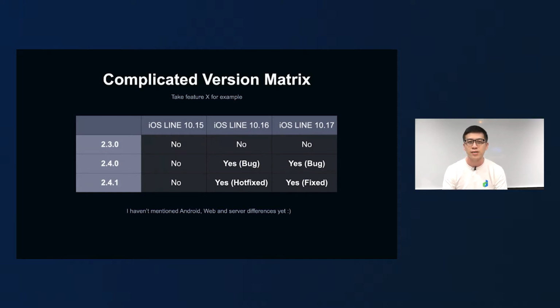Even though right now this is a small, tiny table, our LIFF SDK supports so many different features at the same time. So you can imagine that if we have several features, and they are combined together, this table will become very huge, right? That's why we call it a very complicated version matrix.